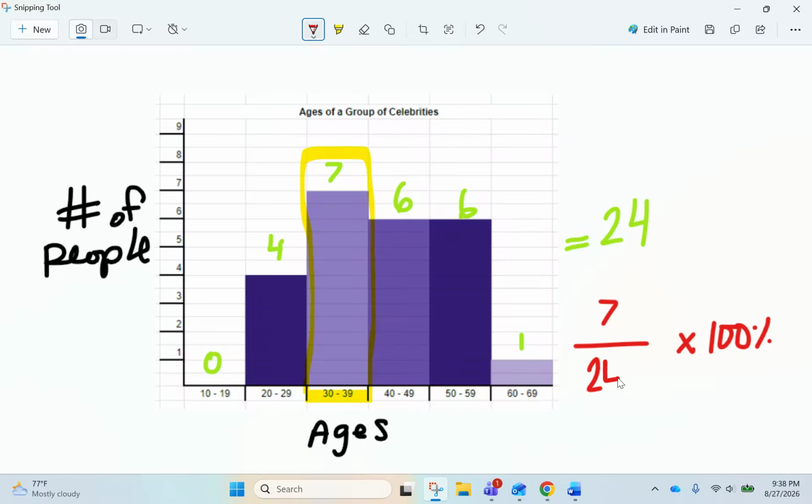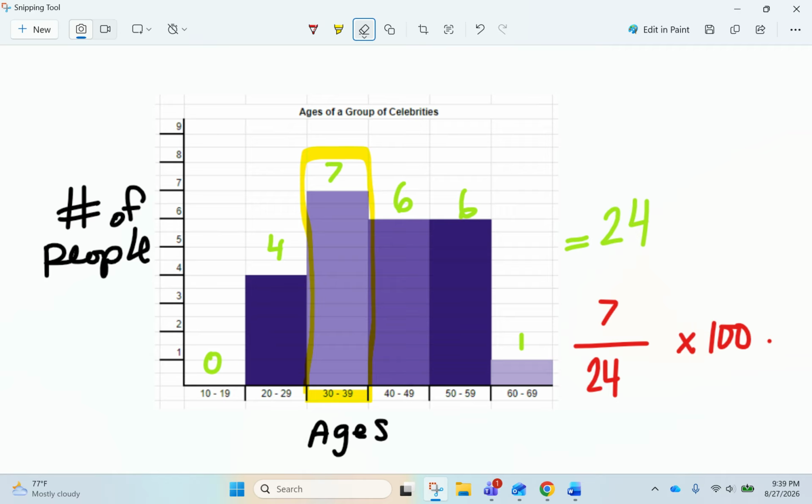So you're just going to plug this into Desmos. What is 7 divided by 24 times 100? And that'll give you your answer. This form is looking for a whole number, so you don't have to write the percent sign or anything, just the whole number, no decimals. Let me erase that dot.